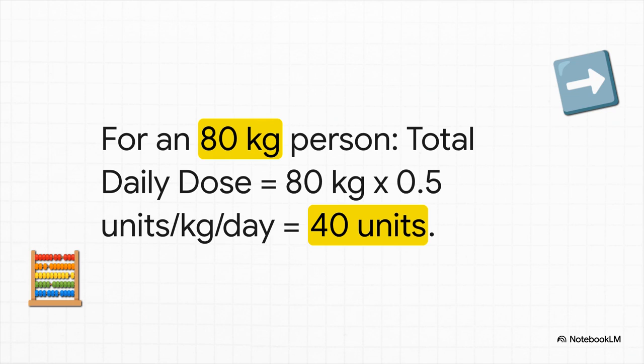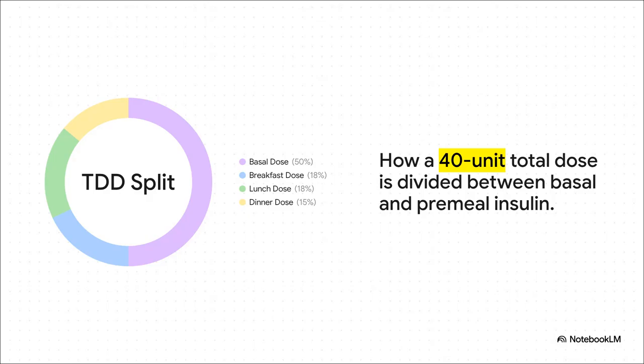Imagine someone who weighs 80 kilograms. That's about 176 pounds. You just multiply their weight by 0.5 units, and boom, their starting total daily dose is 40 units. And check this out.